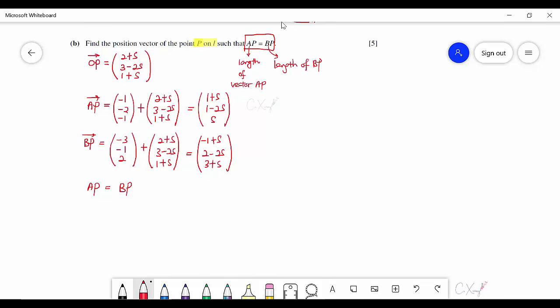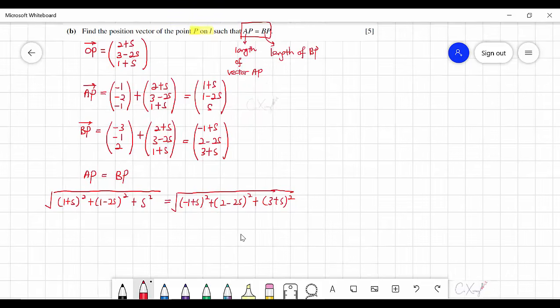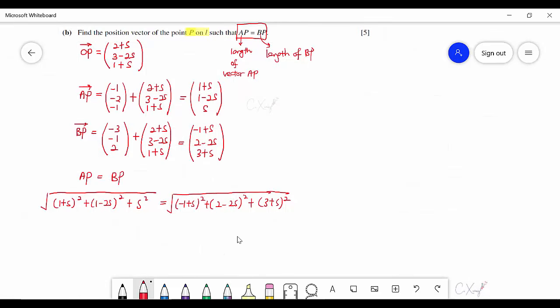So how to get the length of AP? Again, it is the modulus of the vector. So how to get the modulus of a vector? You will have 1 plus S squared plus 1 minus 2S squared plus S squared. So this is the modulus of AP, equals the modulus of BP, which is -1 plus S squared, then 2 minus 2S squared, then 3 plus S squared. Because both sides have the modulus function, you can cancel them off. Then you expand everything.